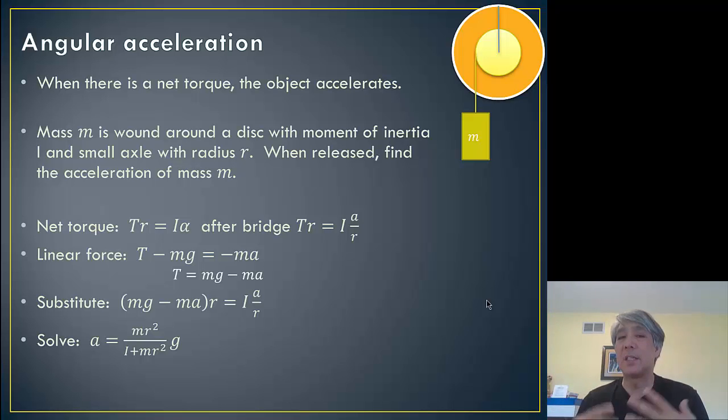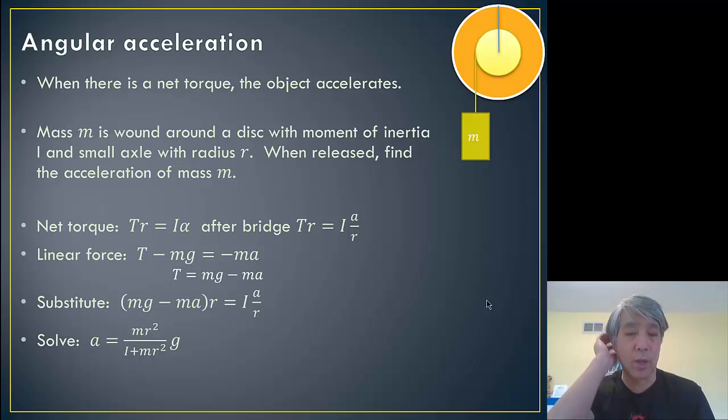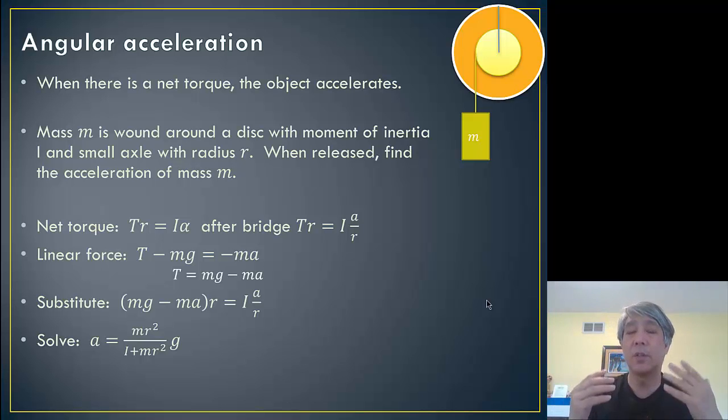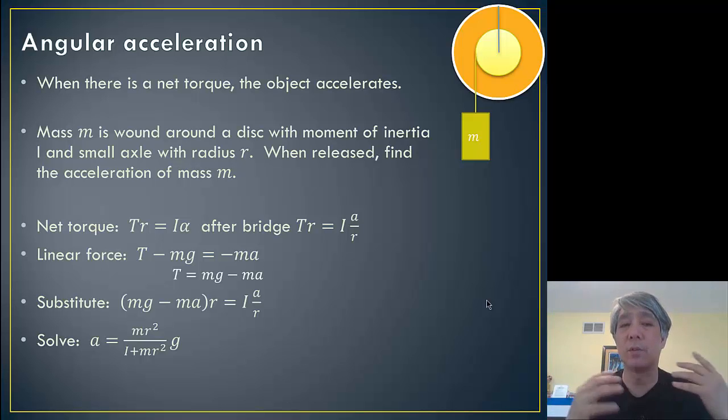Since the bridge equations hold, I can replace alpha with acceleration over r because I'm interested in acceleration, not alpha. So if I make that substitution and solve for a, I find that a has the answer shown on the bottom. So this is a situation where the net torque, the rotational equation, and the linear equation must be used along with the bridge equation.